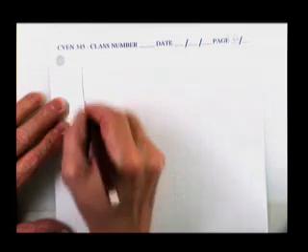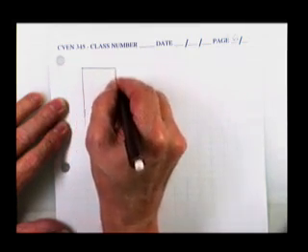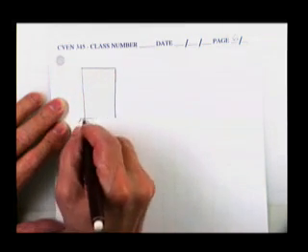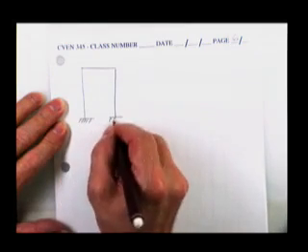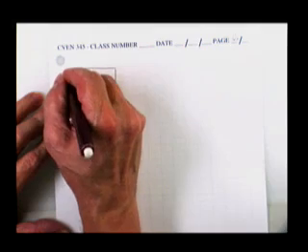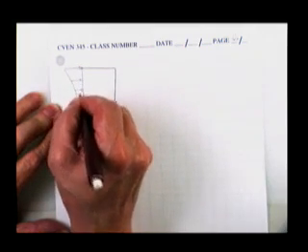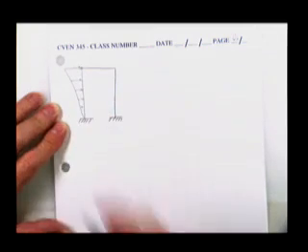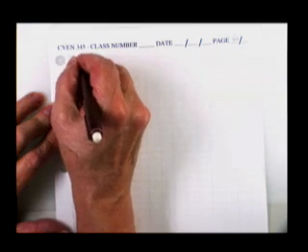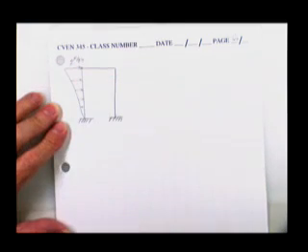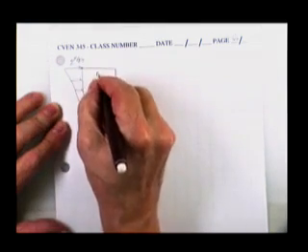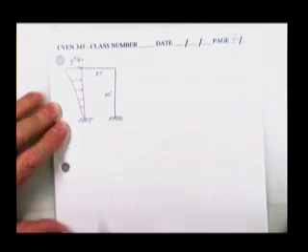Here's the real structure. It's fixed on the left. It's fixed on the right. It has a real load on the real structure. The real load is 2 kips per foot. It's 10 feet wide, 10 feet tall.